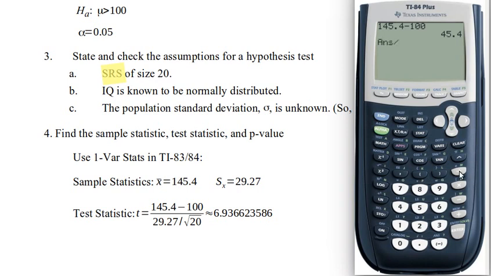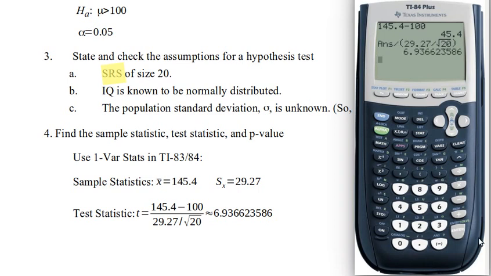I'm then going to divide this, and to force everything to happen in the denominator, I'm going to open parentheses down there. The sample standard deviation was 29.27. That is the sample standard deviation. I want to make that into the standard deviation of the sample means. So I'm going to divide that by the square root of 20. I'm going to arrow out of that radical and close those parentheses. So that closed parenthesis is outside of the radical. You can see that it's a little bit bigger and to the right of the radical symbol.